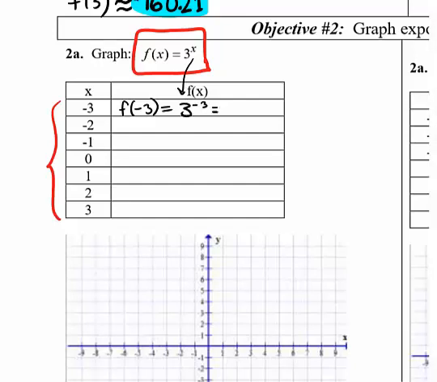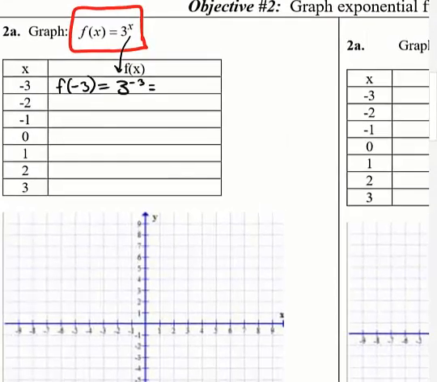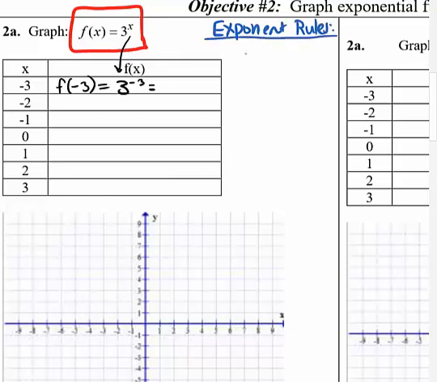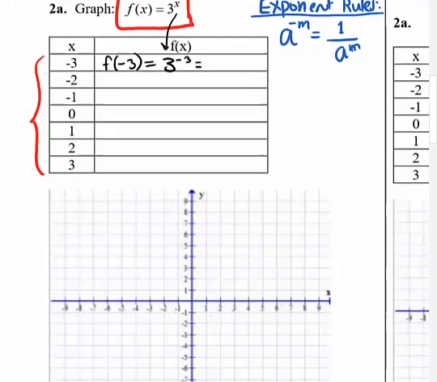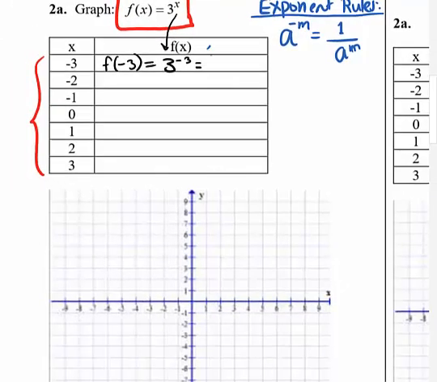So this might be a good time to review some of the exponent rules, if you don't remember them, because they come in handy in this section especially. One of them is if you raise something to a negative power, that really means 1 over that thing. It's like you're creating a fraction. So what I'm evaluating here, 3 to the negative 3, means 1 over 3 to the third. And 3 to the third is 27, so it's really a fraction, 1 over 27.